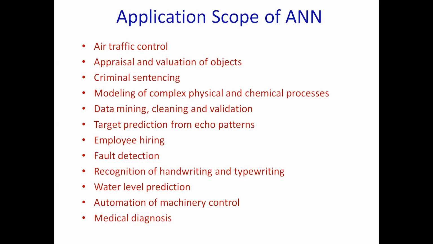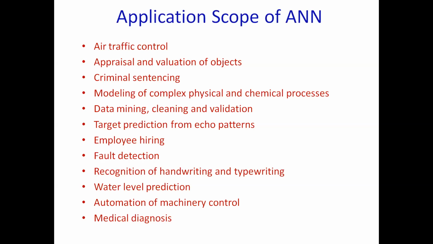Recognition of handwriting and typewriting could be done by imposing a grid over the writing, where each square of the grid becomes an input to the neural network, and this may be called optical character recognition. Then water level prediction: lake water levels or river water levels could be predicted based upon precipitation patterns, and obviously the river flows or dam flows based on these.